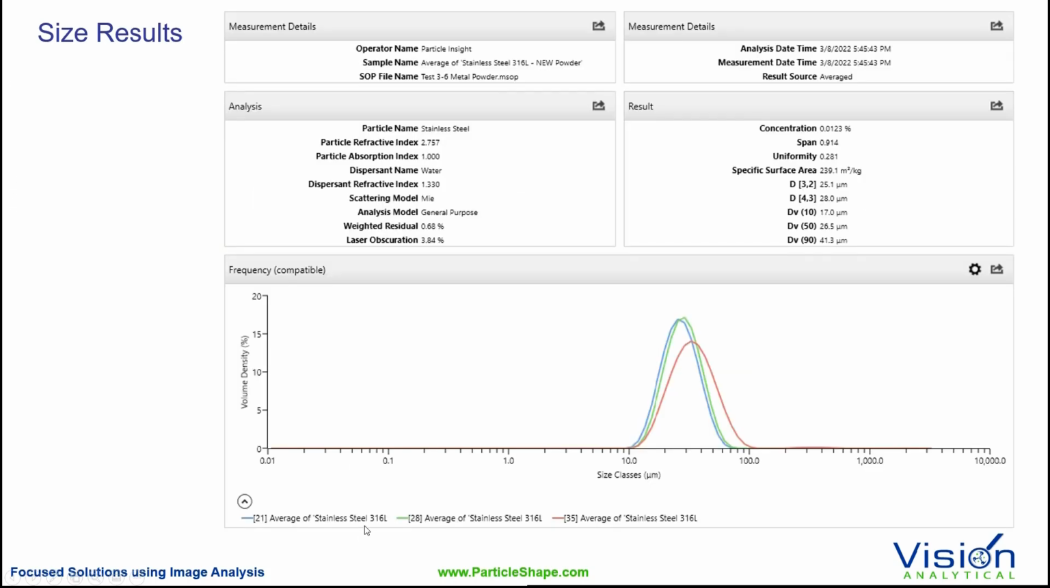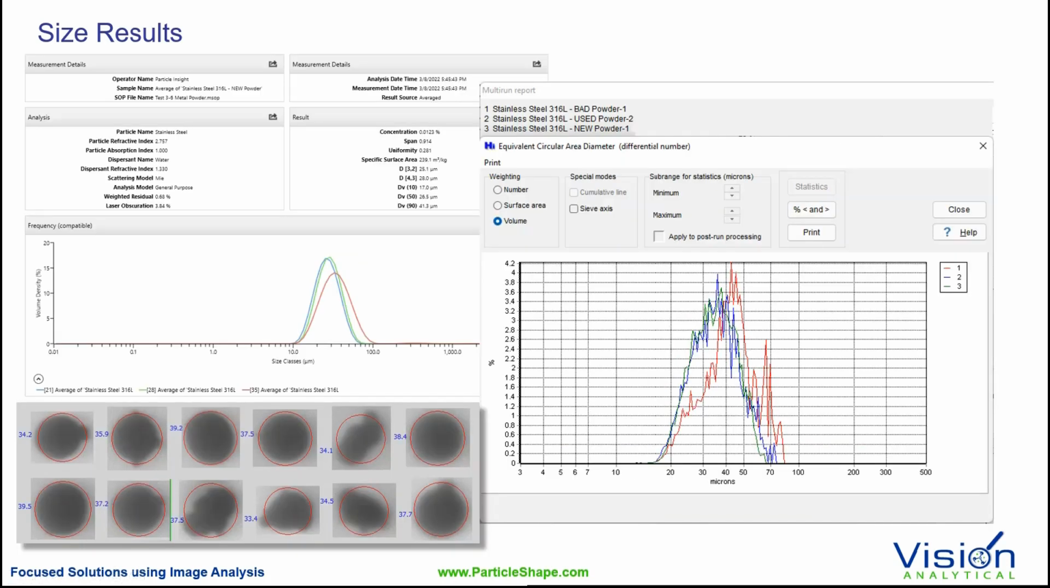Just to give you an idea of an overlay, the overlay here shows that, once again, we can easily see the difference between good, bad, and this really, really bad one. So the good, used, and the bad. Once again, size is very useful as a gatekeeper to ensure that we don't use some of these samples. They could clog up the additive manufacturing machine, the 3D printing machine.